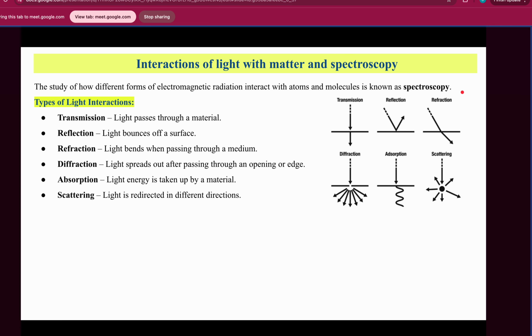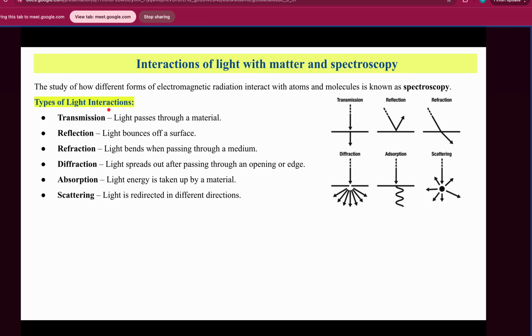So in NMR, we use radio waves, which come under the electromagnetic spectrum. Those radio waves interact with the protein molecules, and they give us results in the form of peaks or intensities. That is known as spectroscopy, where we use electromagnetic radiation.